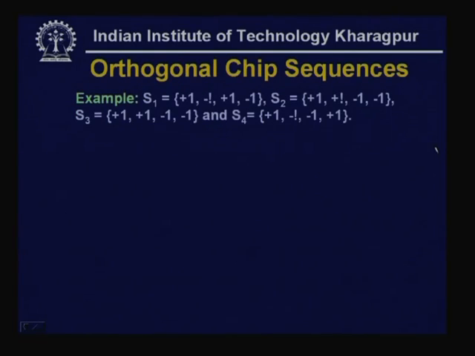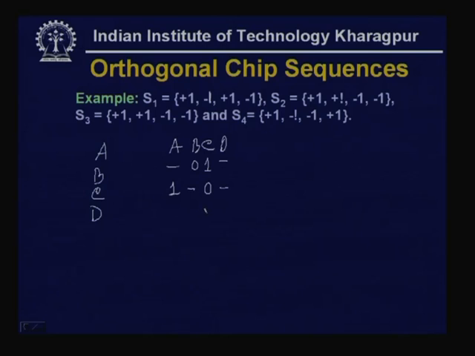Now, let us take up several examples. Suppose S1, S2, S3 and S4 are assigned to channels A, B, C and D. Now, let us assume at a particular instant, for channels A, B, C, D, A is not transmitting, D is not transmitting, B is transmitting 0, C is transmitting 1. And another example, say A is transmitting, B is not transmitting, C is transmitting 0 and D is not transmitting.